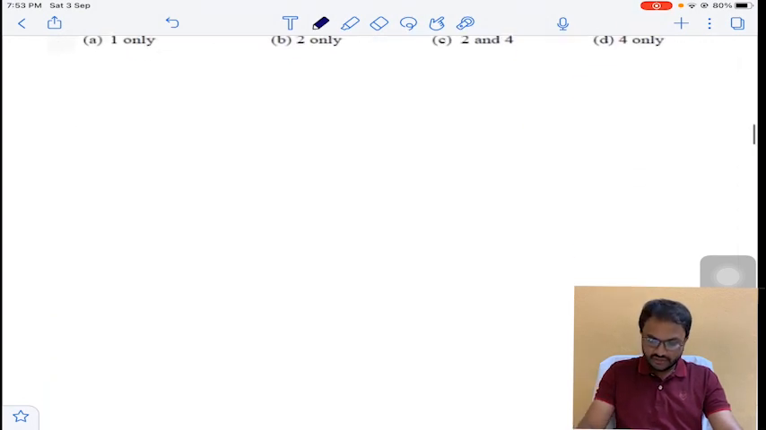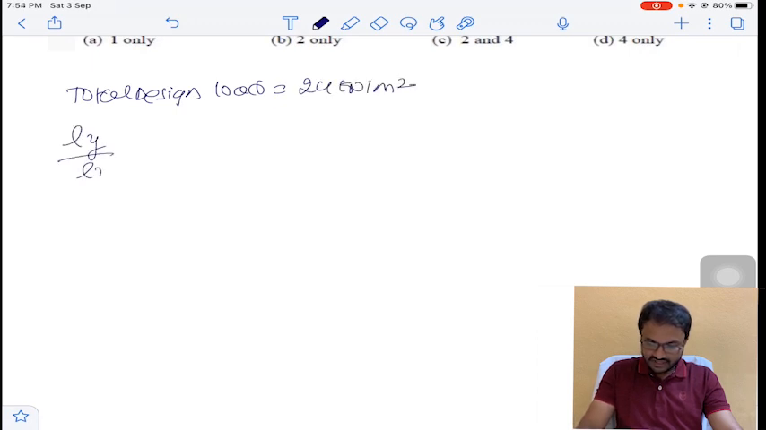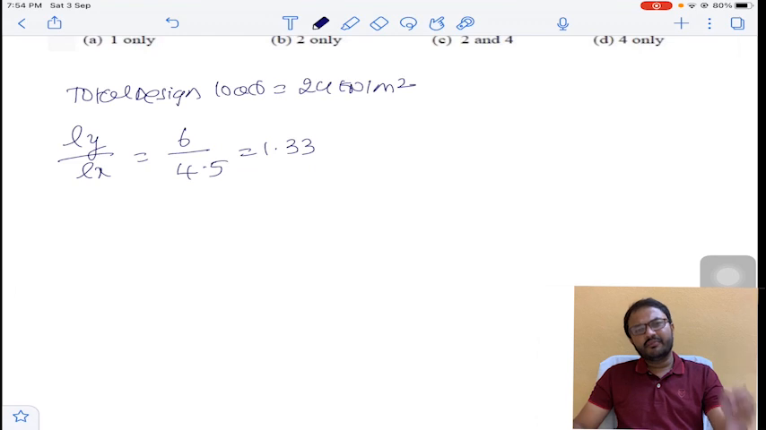So what is the total load? So total design load we got in the earlier problem as 24 kilonewton per meter square. And Ly by Lx ratio, that is 6 by 4.5, is equal to 1.33. So based on the value of Ly by Lx ratio, we need to calculate moment coefficients along x direction, that is along shorter direction, as well as in the y direction, that is along longer direction.